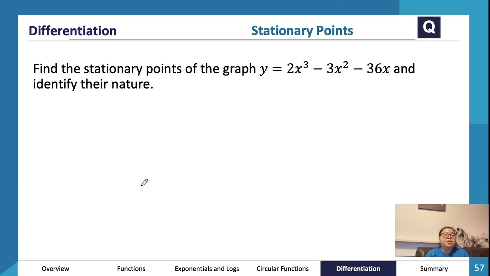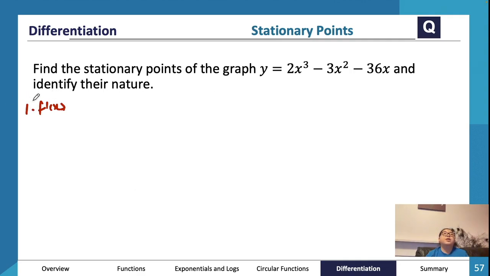So it wants us to find the stationary points of 2x cubed minus 3x squared minus 36x. And so the first thing is we want to find what f dash x is. Even if you don't really know what's going on, but you get the vibe that you'll have to do something with differentiation, just derive. You'll get at least 1 mark, because you've at least done the first step.